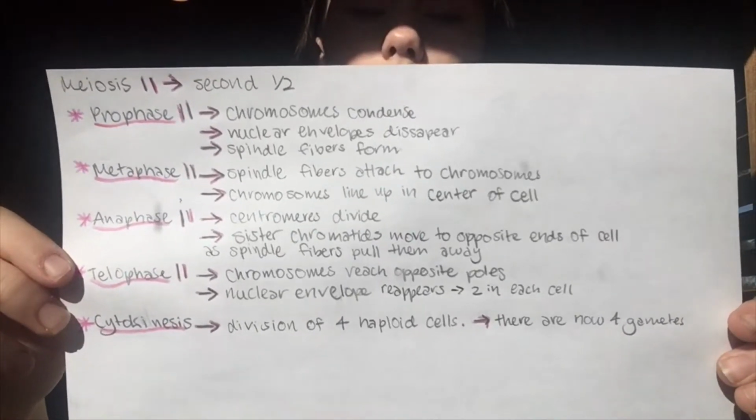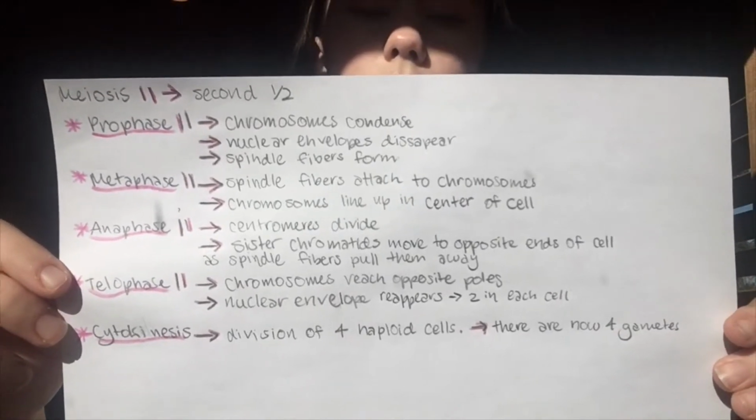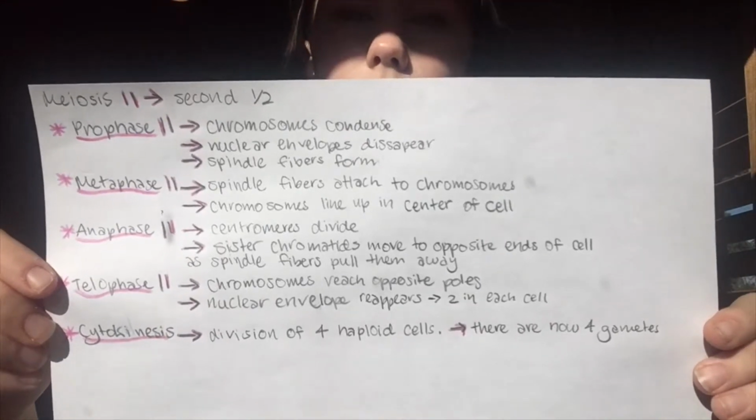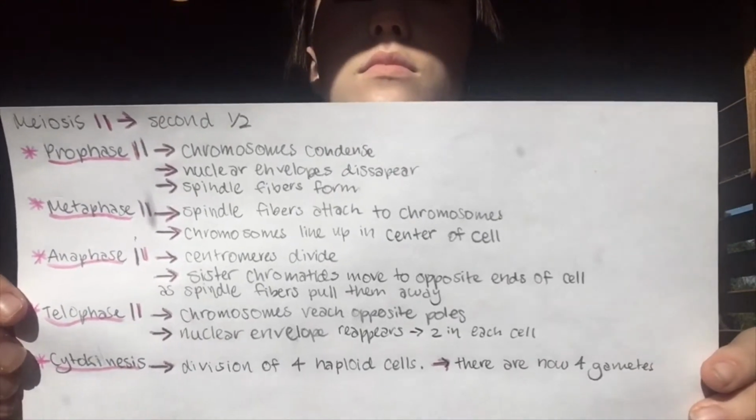And finally, after that, we have cytokinesis, which is the division of 4 haploid cells. There are now 4 gametes. And that marks the end of meiosis.